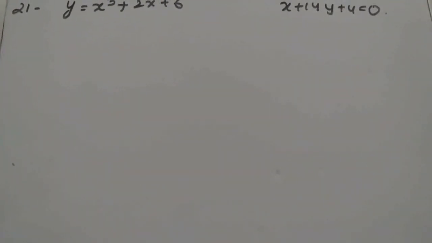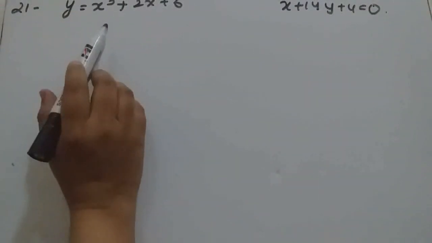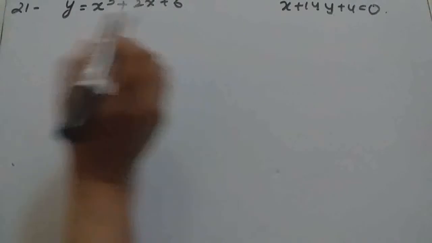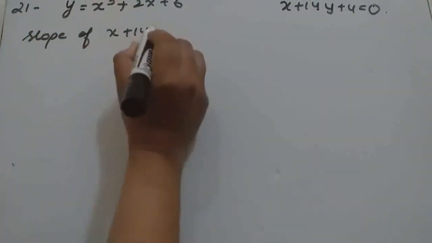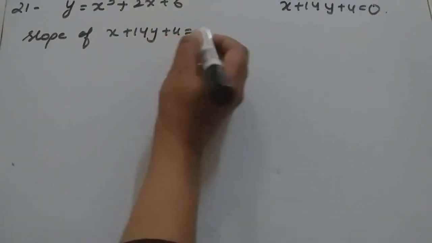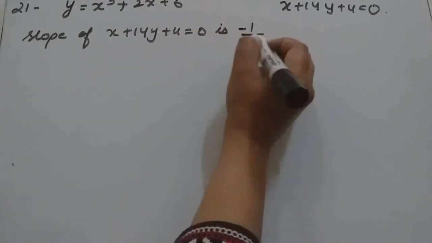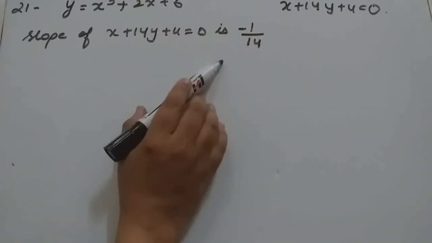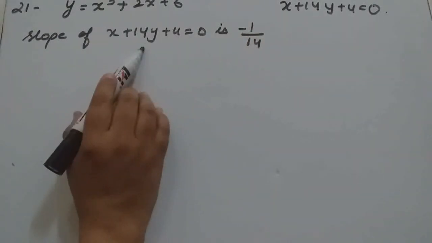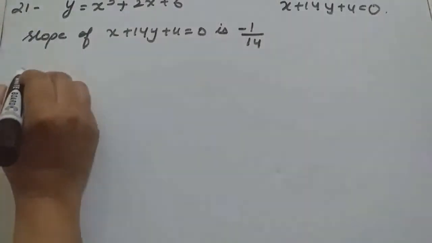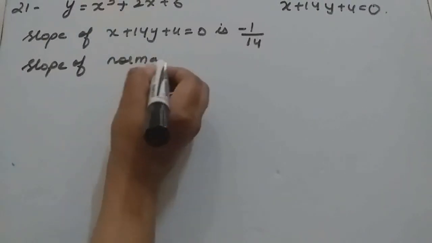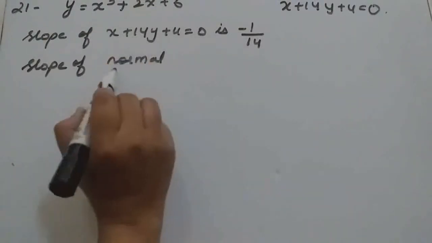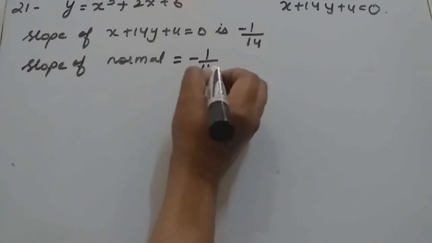Question number 21 is find the equation of the normal to this curve, which normal equation is parallel to this line. So slope of this line x plus 14y plus 4 equal to 0 is what? Minus 1 by 14. Since the normal and this line are parallel, and parallel lines have the same slope, the slope of normal will be equal to minus 1 by 14.